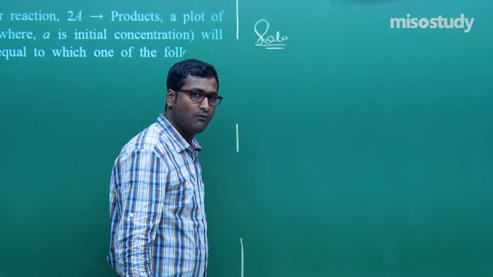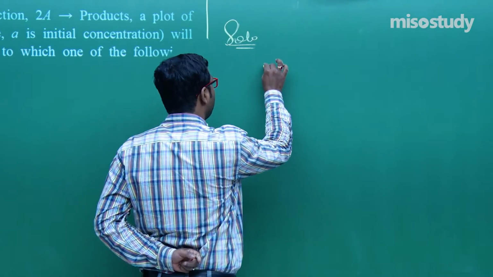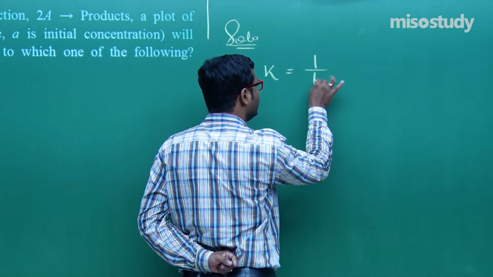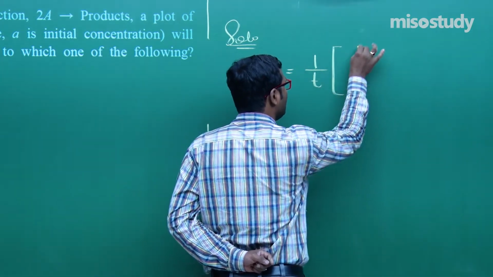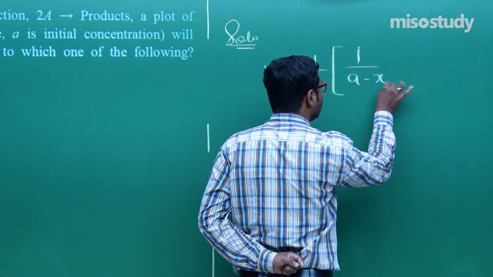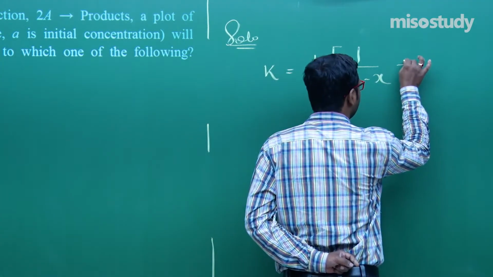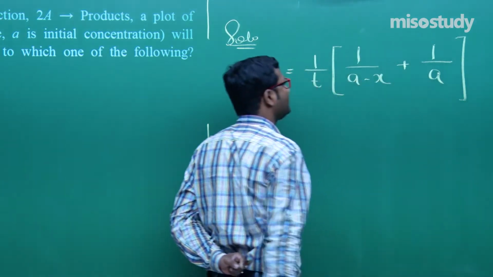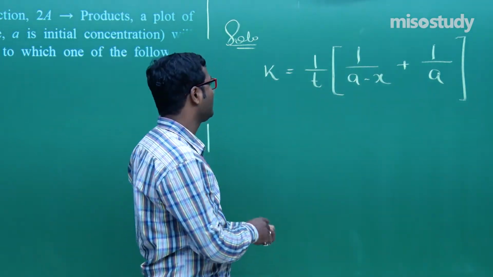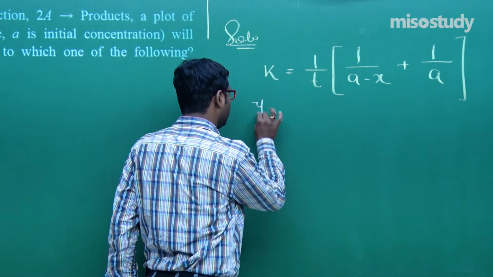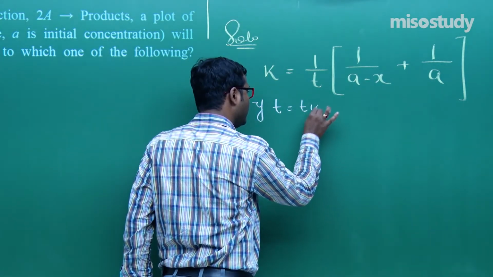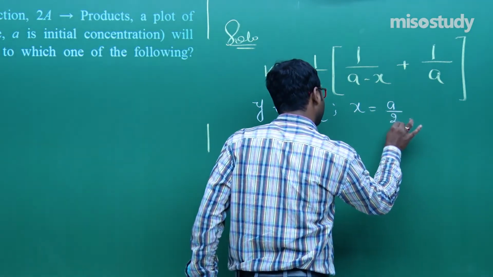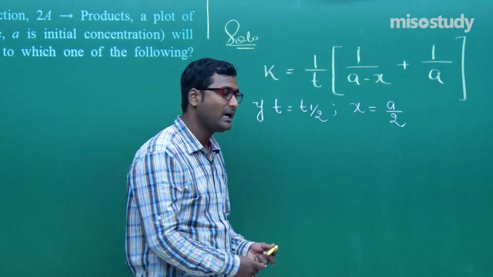First of all, for a second order reaction, we know k is equal to 1 upon t into 1 upon (a minus x) minus 1 upon a. Now the question is, if t is equal to t half and x is equal to a by 2, what will happen? Check it out.